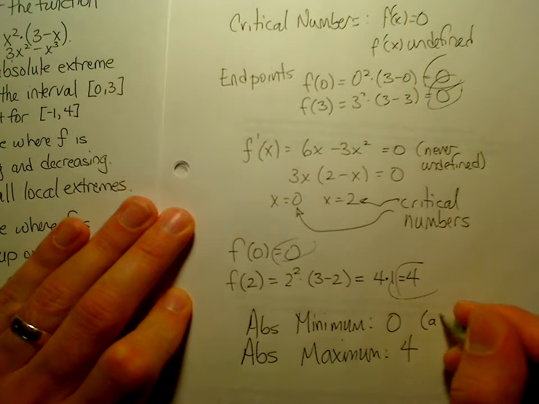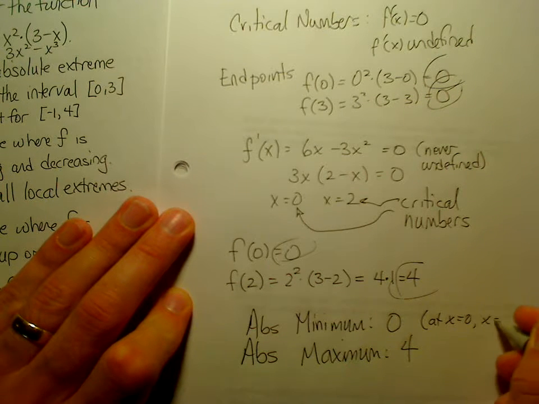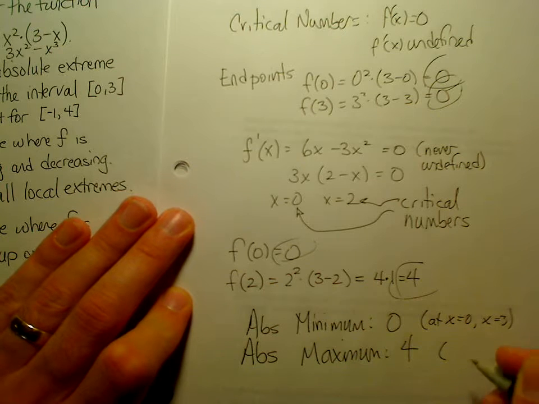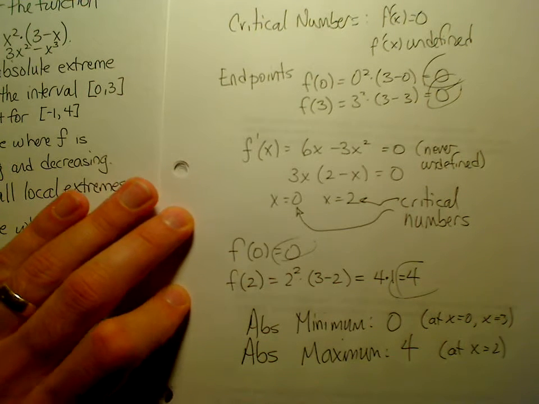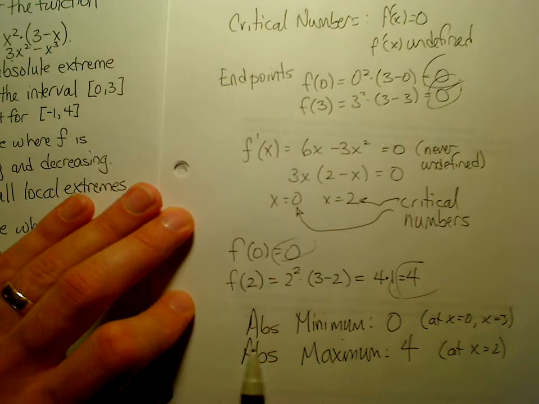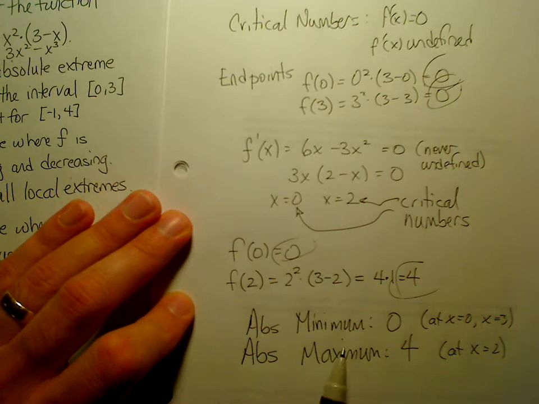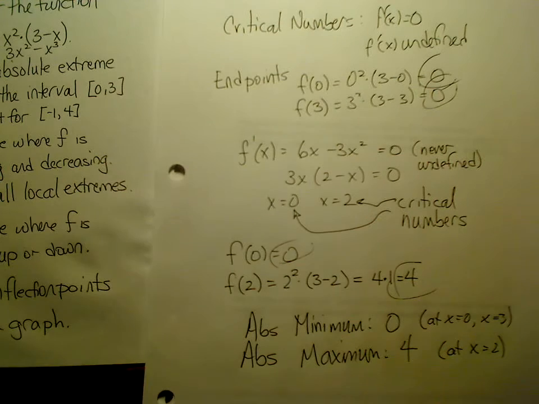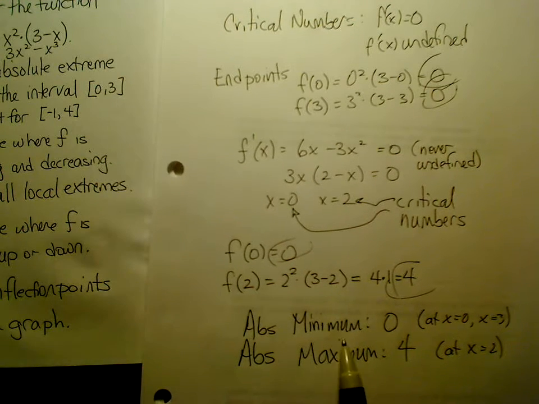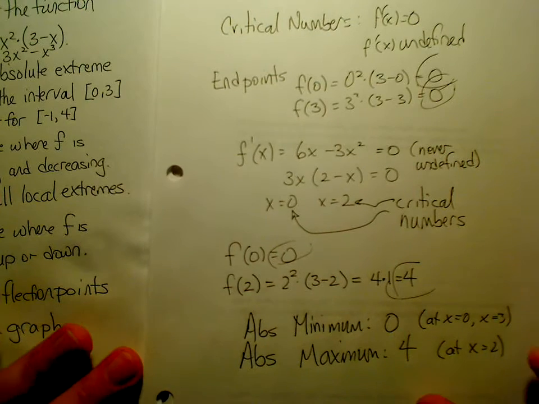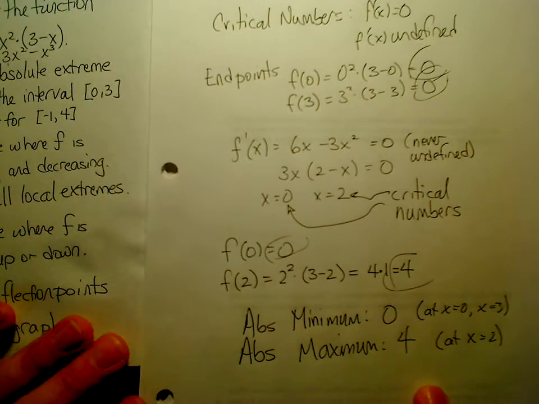And that 0 happens at x equals 0, and x equals 3, and the absolute maximum is happening at x equals 2. Also, some books talk about the absolute minimum value versus the absolute minimum. Stewart talked about absolute minimum value, and they're talking about y values only. All right, so that's part A there.